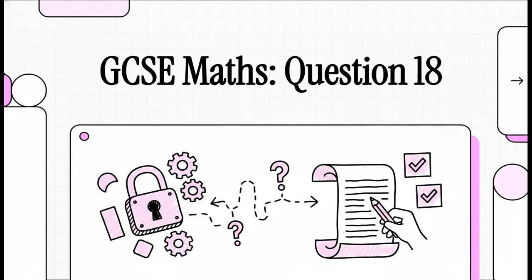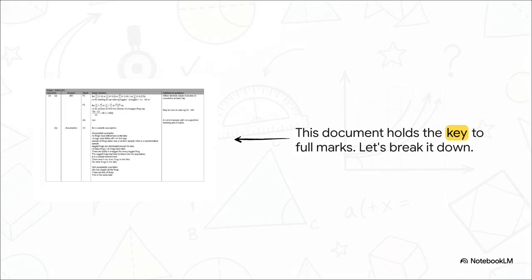So have you ever really thought about how your exam papers get marked? Like, what are the examiners actually looking for? Well, today, we're going to crack the code on GCSE Maths question 18. We'll be using the official mark scheme to go beyond just finding the right answer. I'm going to show you how to lock in every single mark available. All right, let's jump right in.